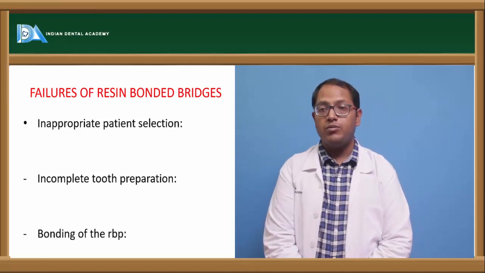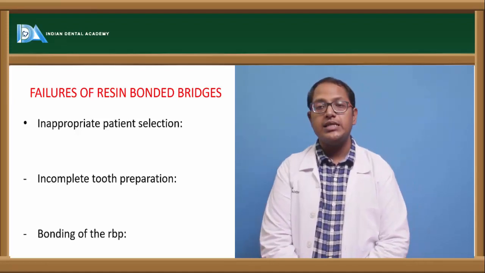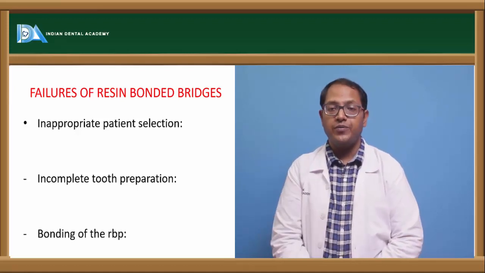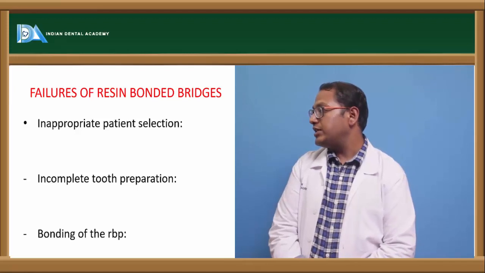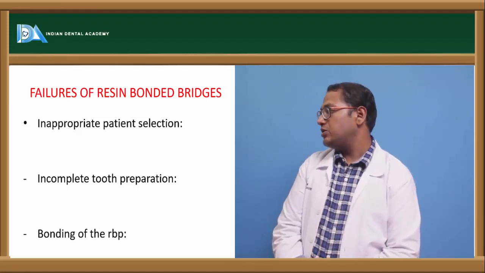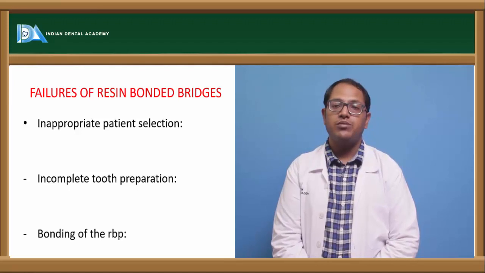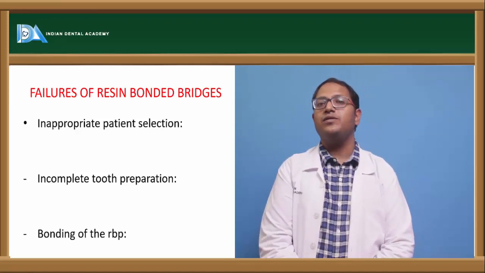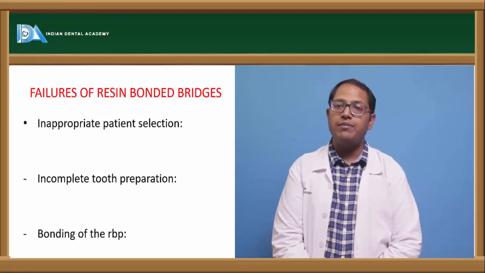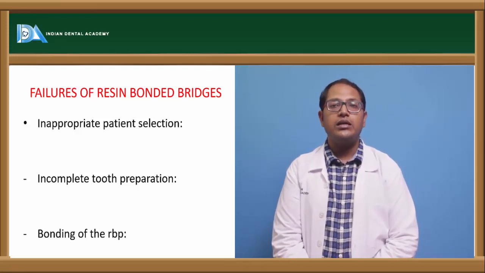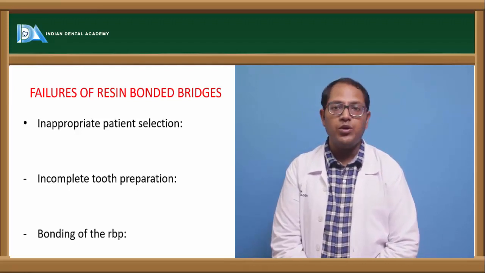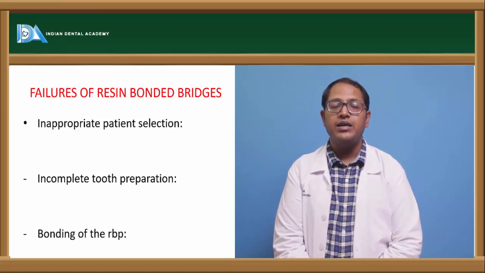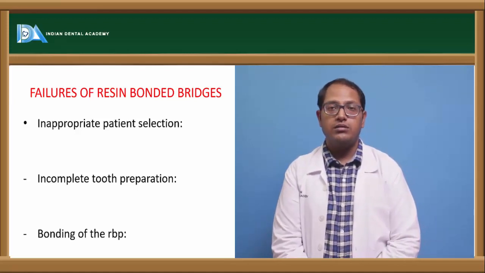Bonding of the resin bonded prosthesis can fail due to contamination, prolonged mixing or an inappropriate luting agent. If I use that, it can also cause failure of the resin bonded prosthesis. But yes, when we talk about preservation of tooth structure, conservation of enamel and dentine, and doing conservative treatment, preventive prosthodontics, resin bonded bridges have come across in today's time as a very important part of a treatment plan.